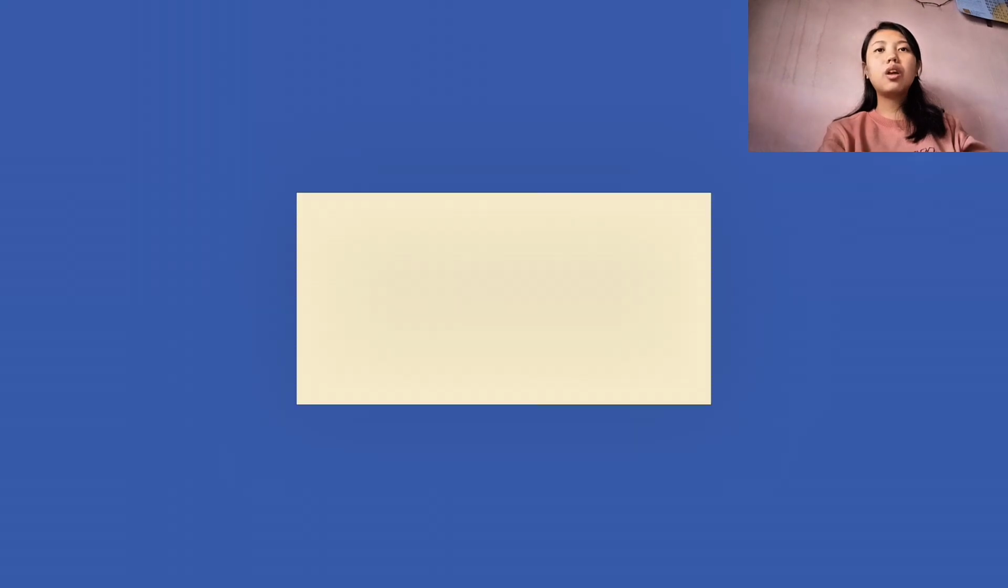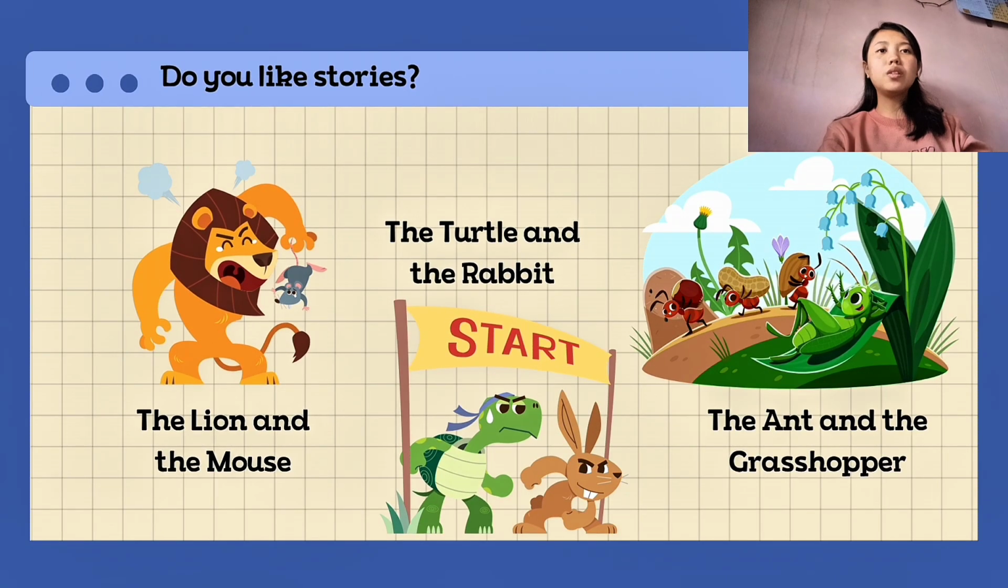Now please take a look at your screen. There are three picture examples of fables. The first one is the lion and the mouse, the second one is the turtle and the rabbit, and the last one is the ant and the grasshopper. Maybe some of you are also familiar with that. All of those are examples of narrative text.